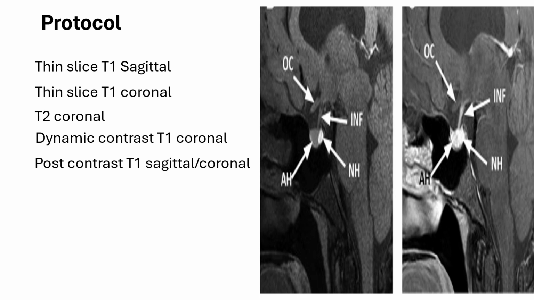Thin slice includes 2 to 3 mm slice thickness. It is essential because microadenomas are very tiny and they may be missed in thick sections. So thin sections are taken for the pituitary protocol.